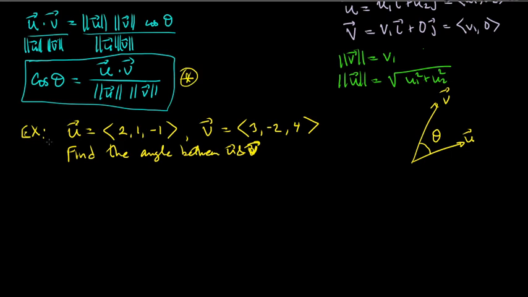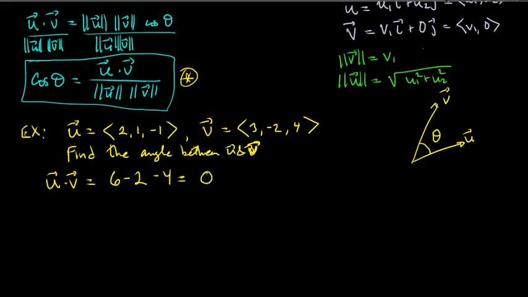And so to do that, what do we need? Well, we need the dot product. We need u dot v. And since we have their components, that should be easy enough, right? 2 times 3 is 6. 1 times negative 2 is negative 2. And negative 1 times 4 is, well, negative 4. Oh, so you get 6 minus 2 is 4. 4 minus 4 is 0.